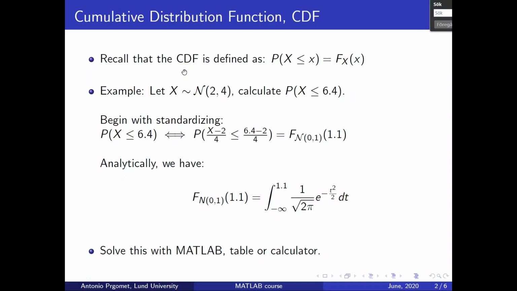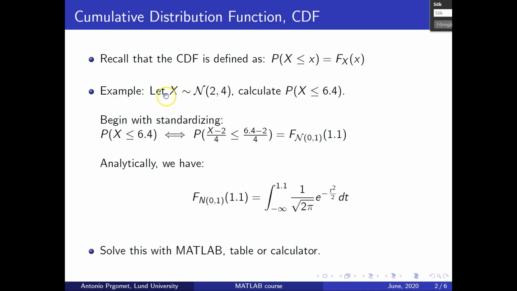The cumulative distribution function, CDF, is defined as the probability that the random variable x is less than or equal to little x. This is often denoted by a capital F, where the random variable x is put as a subscript and then evaluated at little x. So this is just notation for this. Let's look at an example.